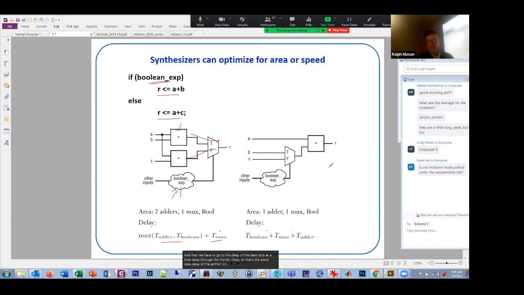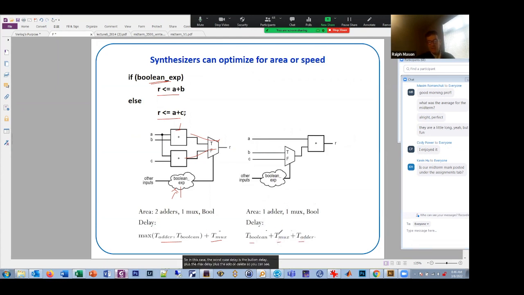On the right, this does the exact same function. It has a Boolean expression, and then it goes into the mux, and then we only use one adder. And the idea here is that we decide on B or C, and then pass that into the adder. A is added with either the B or the C. So in this case, the worst case delay is the Boolean delay plus the mux delay plus the adder delay.